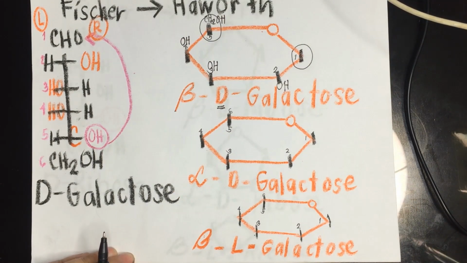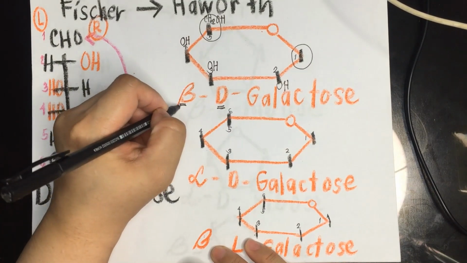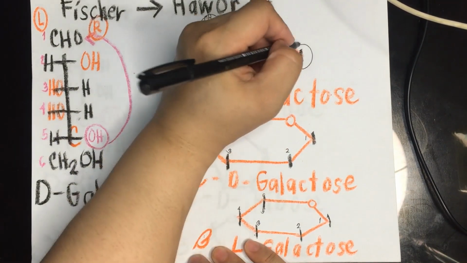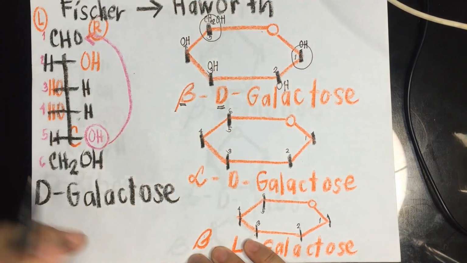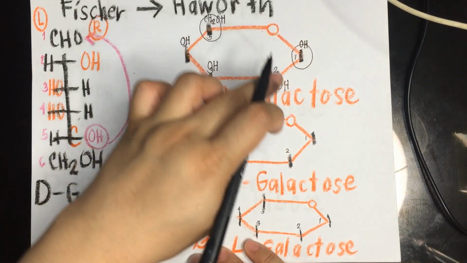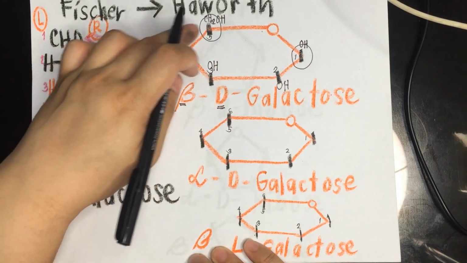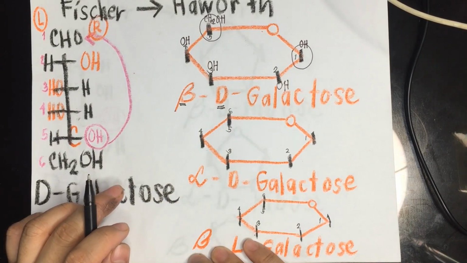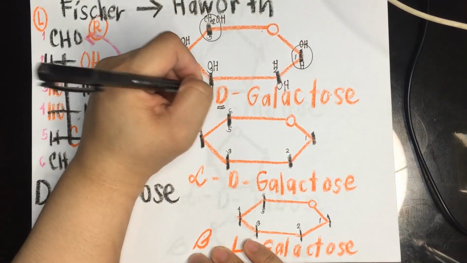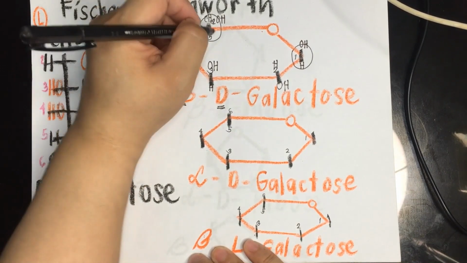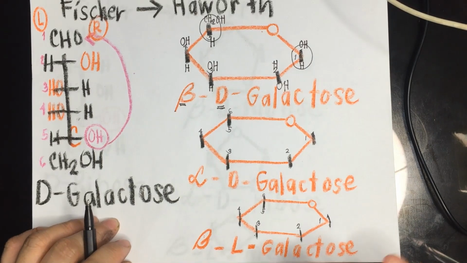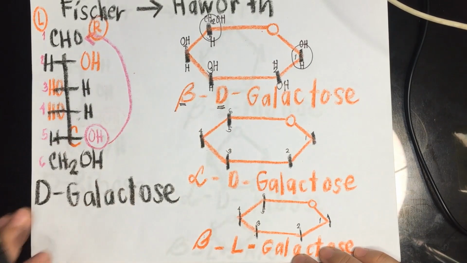Next, we have the beta. For the beta, we go to the carbon number 1. So, beta, babaw, the hydroxyl group is placed on top. Next, after that, so we were able to complete all of the hydroxyl group on the ring. Then, we are now ready to complete the hydrogen pair. So, this is now the Haworth projection for our beta D galactose.